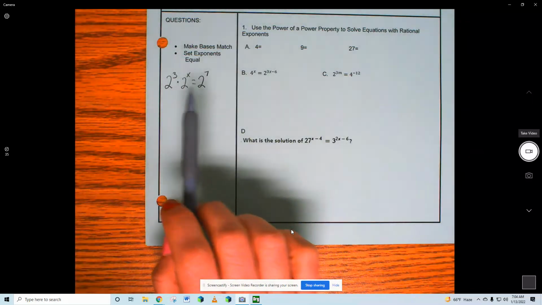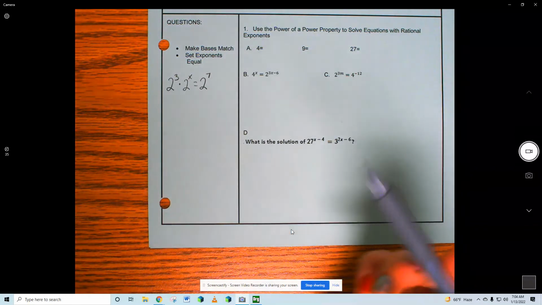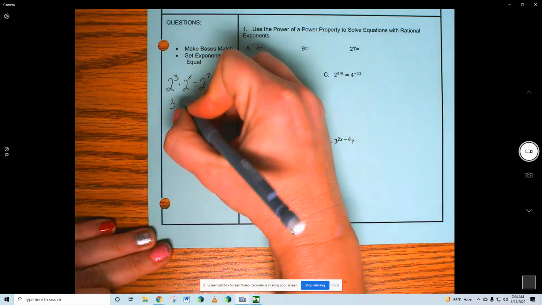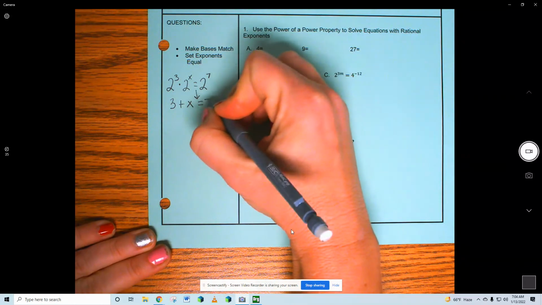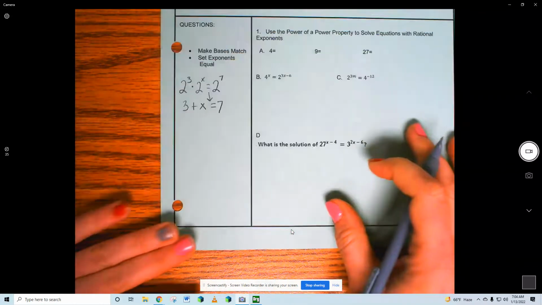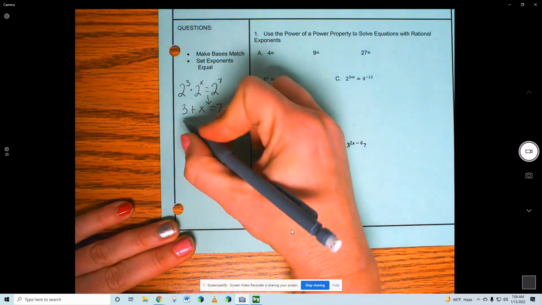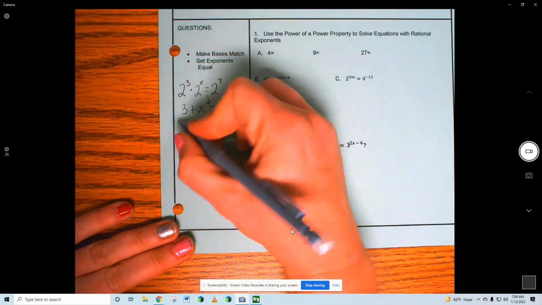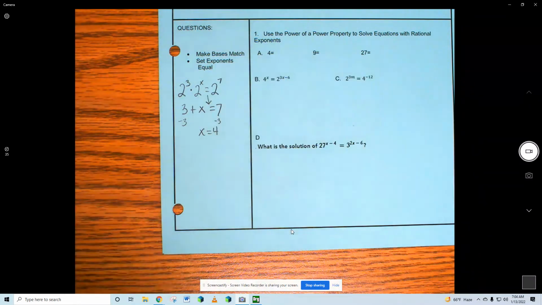So with an equation like this, I know that when the bases are the same, I add the exponents. 3 plus x. The equal sign stays, equals 7. So you set the exponents equal. And then you just solve for x, which is going to be me doing minus 3 and x equals 4. So that's easy.